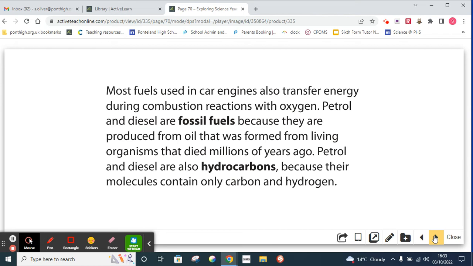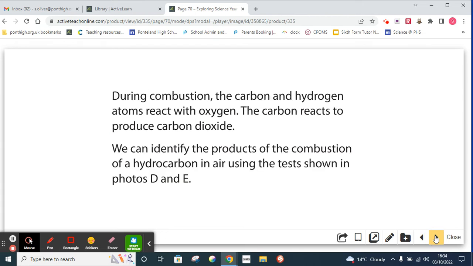Most fuels used in car engines also transfer energy during combustion reactions with oxygen. Petrol and diesel are fossil fuels because they are produced from oil that was formed from living organisms that died millions of years ago. Petrol and diesel are also hydrocarbons because the molecules contain only carbon and hydrogen. During combustion, the carbon and hydrogen atoms react with oxygen. The carbon reacts to produce carbon dioxide.